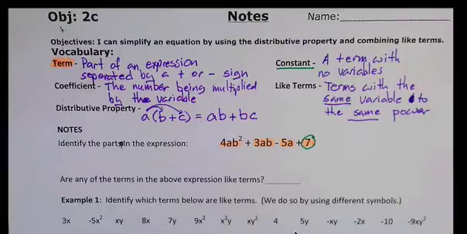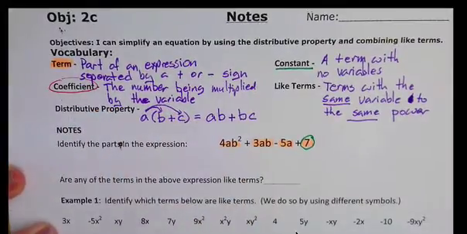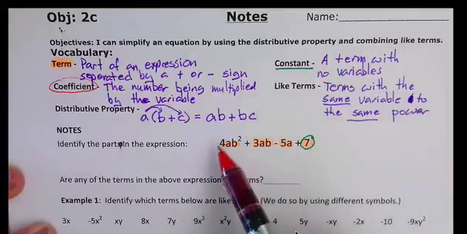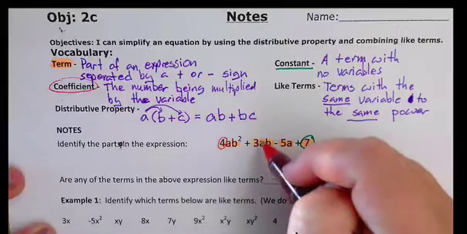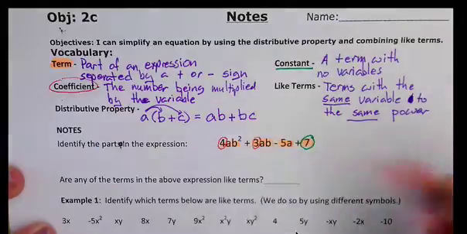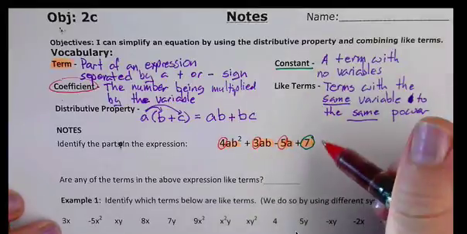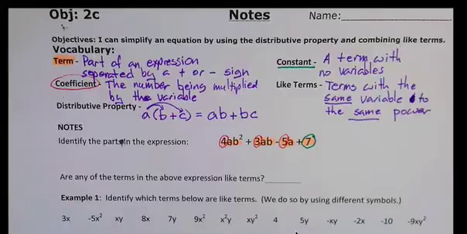Next, what is the coefficient? Here, let's get out a different color. Well, it says the coefficient is the number being multiplied by the variable. So here are our variables. So what's the number being multiplied by the variable? Well, 4 is the coefficient in this first term. 3 is the coefficient in the second term. And 5 is the coefficient in the third term. And then this again is just a constant, so it's not a coefficient because it's not being multiplied by some letters.